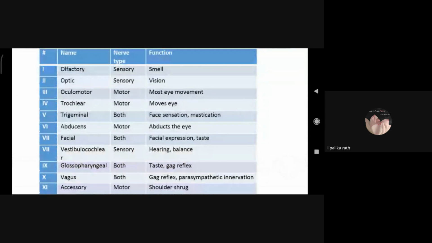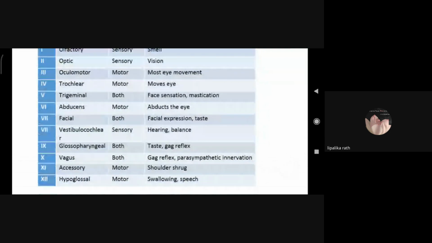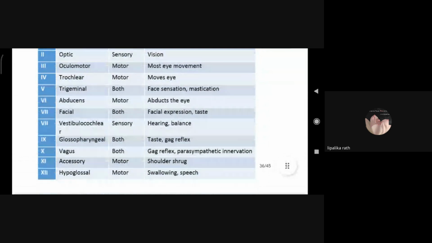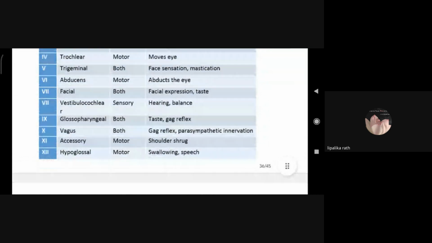Be specific that the optic nerve you should know, it is related to vision. Olfactory, it is related to smell. And let me tell you, trigeminal is, I think, the thickest cranial nerve.